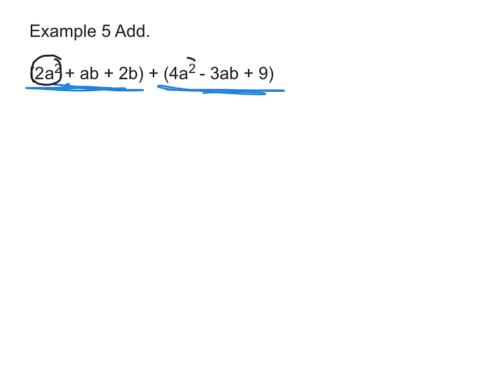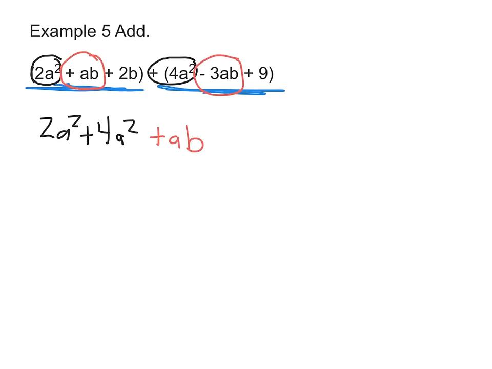So I have a 2a squared and a 4a squared, so I'm going to get those together. Then I have an ab and a negative 3ab, so I'm going to get those together. And then I have a 2b and a 9. Those are not alike. I know I circled them, but they're not alike. But since they don't have any other like terms, I'm just going to bring them down individually. I'll make them different colors here to make it clear that these are not alike. Let's erase that to make sure that doesn't look like a 9.